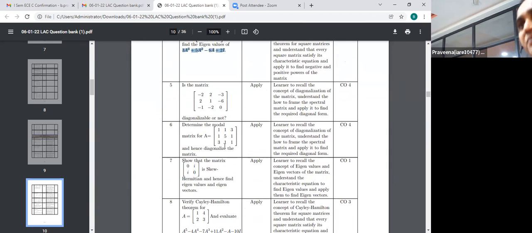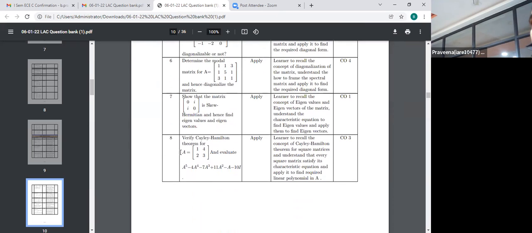Next is the matrix minus 2, 2, minus 3, 2, 1, minus 6, minus 1, minus 2, 0. Is it diagonalizable or not? If the eigenvalues are distinct, it is definitely diagonalizable. Or else, for repeated eigenvalues, first find the eigenvectors of the repeated eigenvalue. If we get two independent eigenvectors, then it is definitely diagonalizable. After that, find the eigenvector of the distinct eigenvalue. We already discussed this in the classroom, the fifth question. That's the concept for the fifth.